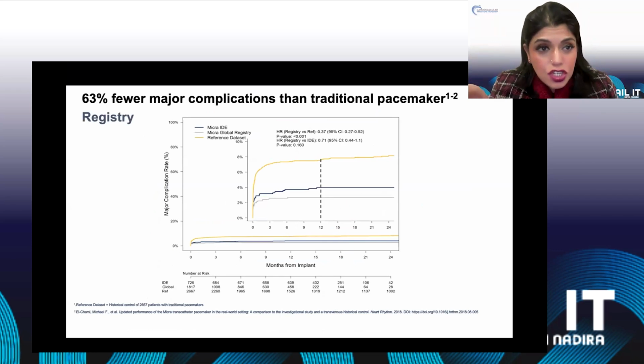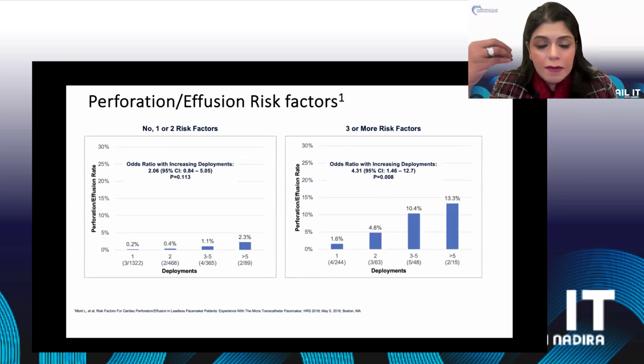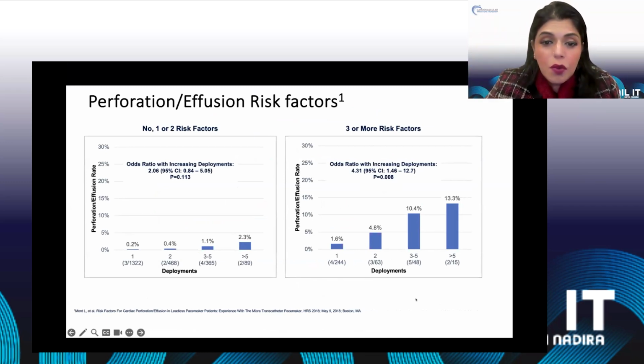impedance. Again, in the registry as well, in the real world, we saw the same kind of implications, 63% fewer major complications with leadless devices. But there was something that came out: these patients might have a little bit higher risk for perforation and effusion, especially if they had more than one risk factor. And what we called risk factors were those really old, frail patients who have COPD, who are on steroids, whatnot. Now, those are patients that also have a higher risk for transvenous devices.